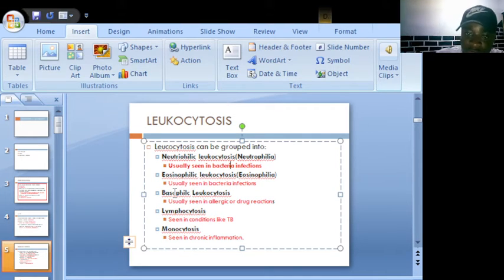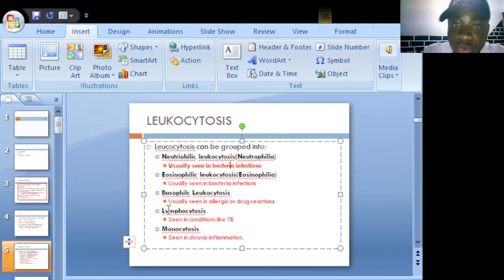Okay, good. Now you can also have eosinophilia, which is normally seen in bacterial infection. Then in most cases you can have basophilic leukocytosis, which is called basophilia. That one is in allergic reactions. Okay, allergic reaction. Of course, lymphocytosis is seen in cases like tuberculosis, and in chronic inflammation you can see monocytosis.